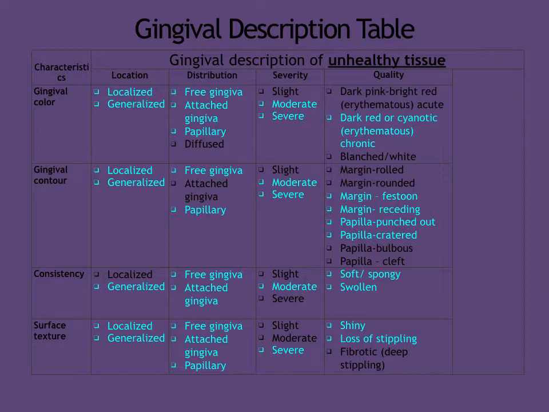Papilla is generalized punched out and blunted with localized cratering. Gingival consistency presents as generalized, moderate, swollen, and spongy throughout dentition involving free and attached gingiva. Gingival surface texture appears as generalized severe shiny with localized moderate loss of stippling.